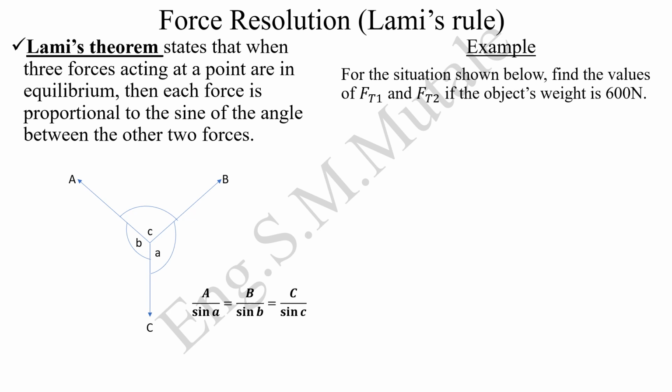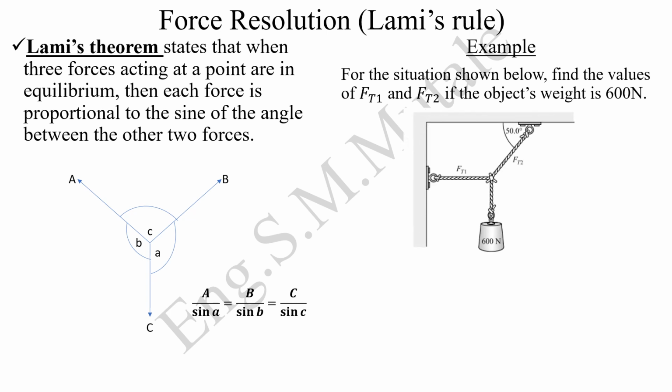For the situation shown below, find the values of Ft1 and Ft2 if the object's weight is 600 Newton. So we have the force, which is rated Ft1, and the force Ft2, and this one, 600 Newton. These are the forces. The angle which has been given is that one. So for us to calculate this, we're supposed to find these angles, that angle, and that angle.